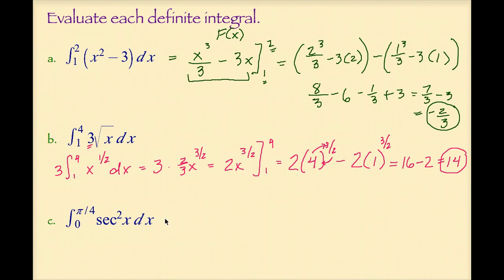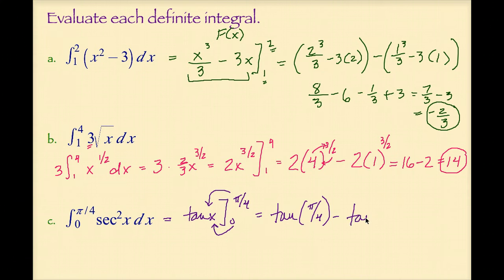For this last example, the antiderivative of secant squared is tan x, and we're going to evaluate that from 0 to pi over 4. First, we put the upper endpoint of integration into the function. That's going to give us tan of pi over 4. And then we plug the lower endpoint of integration in, subtract, of course, tan of 0. This becomes 1 minus 0, which is 1.